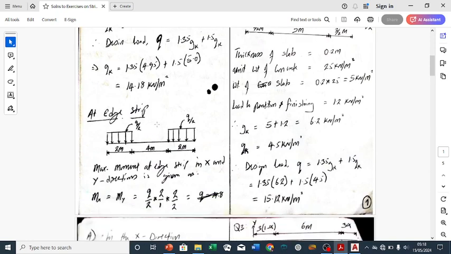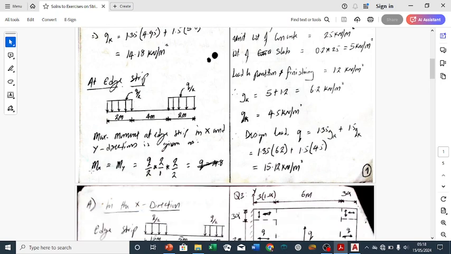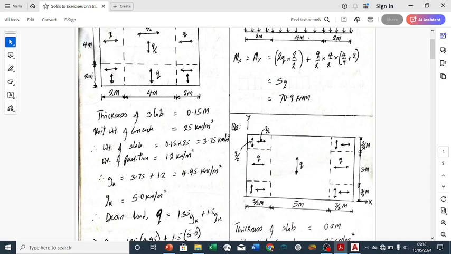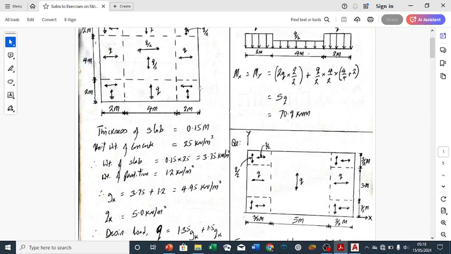So having calculated Q, the next thing is to go ahead and calculate our moment in the edge strip and in the middle strip. So let's start with the edge strip. In this case, because it is a square, the moment in the edge strip in the X direction is the same thing as the moment in the edge strip in the Y direction. So let's go ahead and see how we had this diagram. Let's pick the X direction.